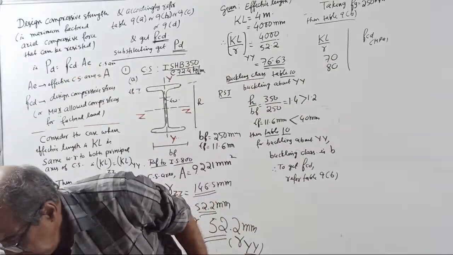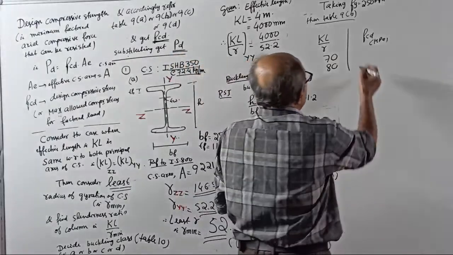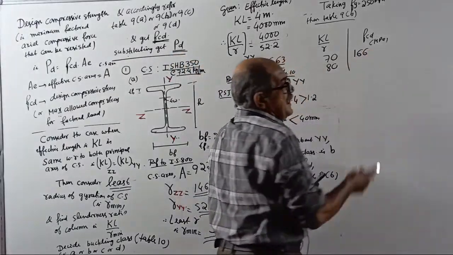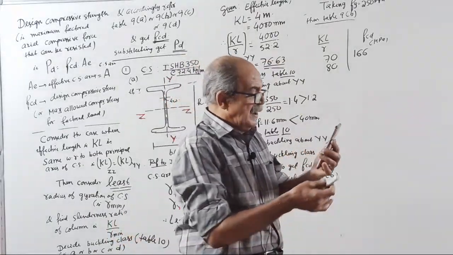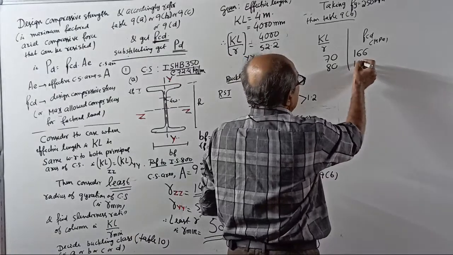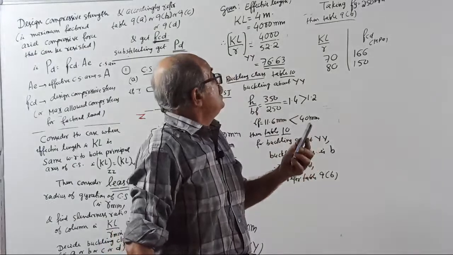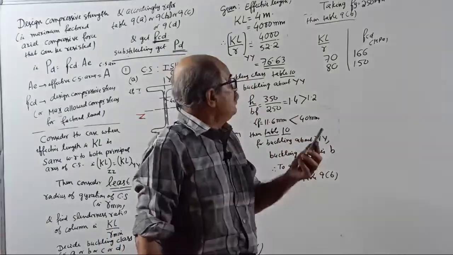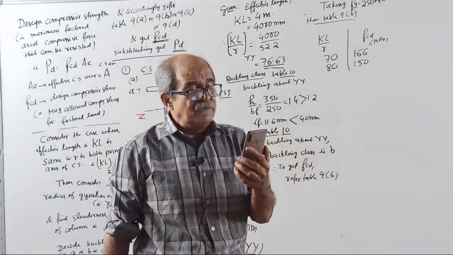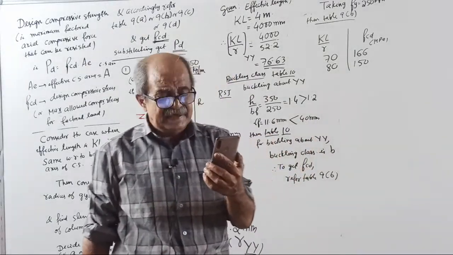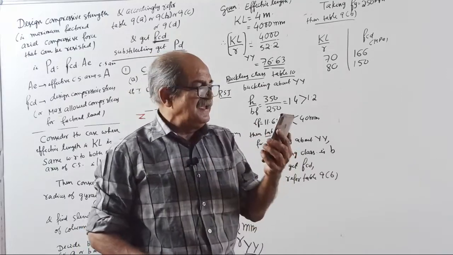Don't give a wrong value. 166, I am believing you. I do not want any comment tomorrow on YouTube about wrong values from the table. For the other one, 150. At least one more person, correct or not? Table 9B, Fy 250, for KL by R equal to 70, 166, for 80, 150, correct? One more person confirmation, someone should tell yes, correct. Because I do not want comments tomorrow.